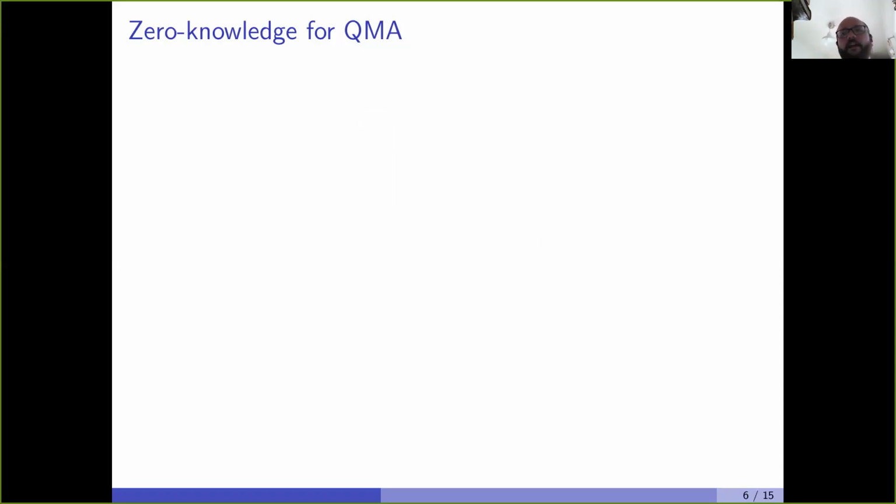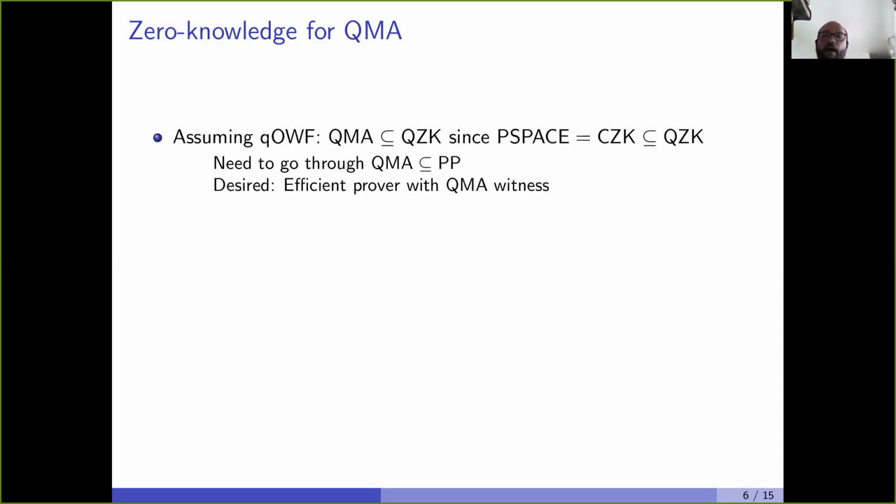There has been a lot of work on trying to provide quantum zero knowledge protocols for QMA. And actually, we know that they exist for quite a long time, because if quantum one-way functions exist, then using complexity theoretical inclusions, you can have a zero knowledge protocol between a classical prover and a classical verifier. But the problem with this protocol is that since the prover and the verifier are classical, all the structure of the quantum proof is gone, and the prover must run in exponential time.